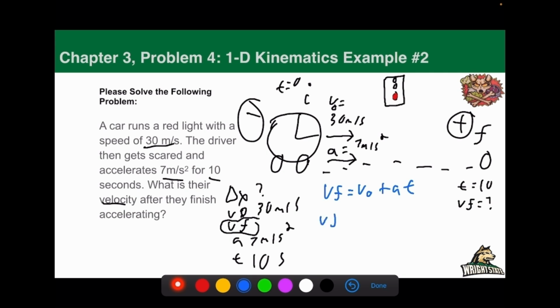So that's Vf equals 30 plus A is 7, T is 10. Vf is 30 plus 7 times 10 is 70. Vf is 100 meters per second.